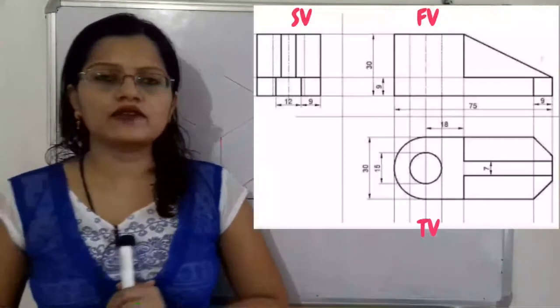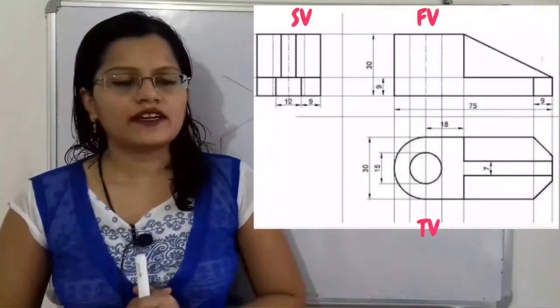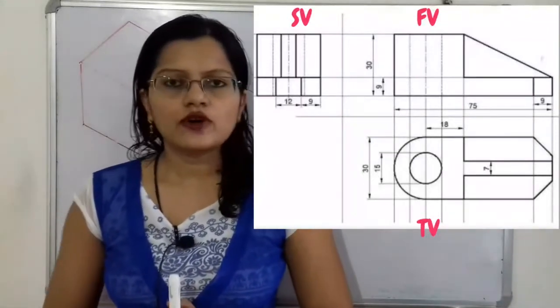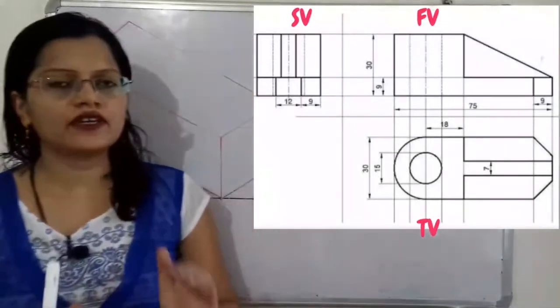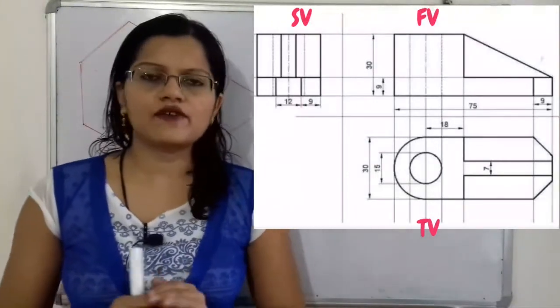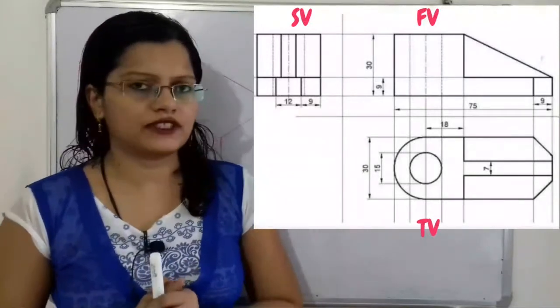Today we are going to solve a problem on isometric projection. So let us first observe what is the given orthographic projection. If we observe here, the front view, top view and side view are given. So let us first decide what is the total length, height and width of this given object.